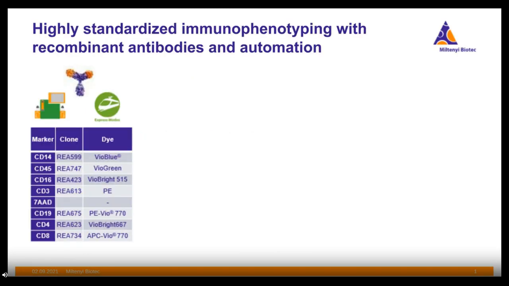So the first example includes a basic immunophenotyping. Here, human peripheral blood samples were stained with an antibody panel. Here you can see from the list that it consists of fully recombinant antibodies, and the markers were chosen to discriminate general subsets such as T cell, B cell, NK cell, and more.